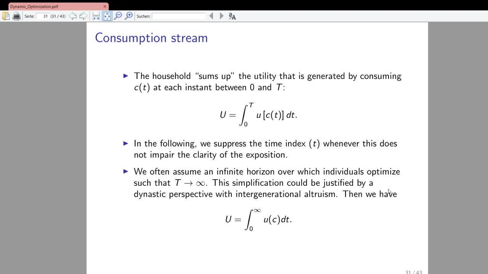Now again, usually we assume infinite planning horizons such that uppercase T goes to infinity. This simplifies the problem quite a lot. We don't have to consider scrapping values and all that kind of stuff. And it can be justified again by assuming that not an individual makes optimal decisions for herself, but a head of a dynasty makes optimal decisions on behalf of the dynasty. So you also consider your children, grandchildren, and so on and so forth, such that the planning horizon becomes infinite.